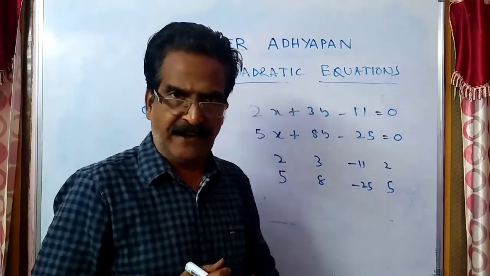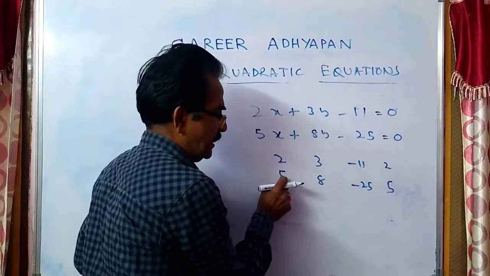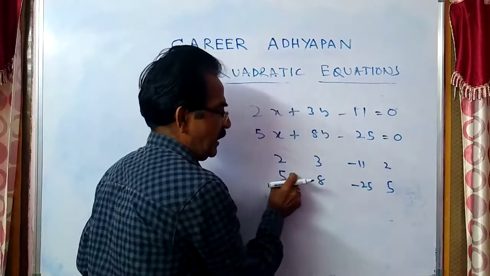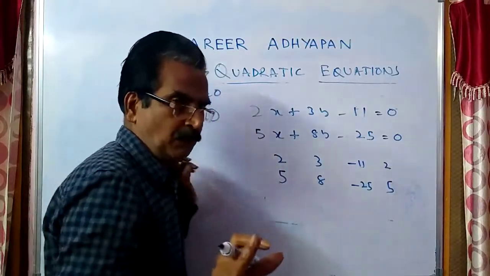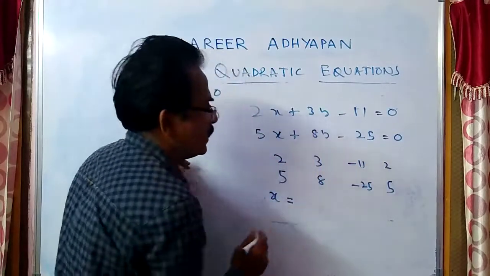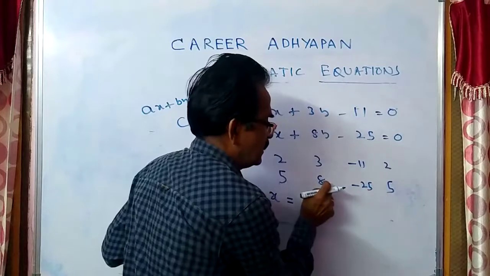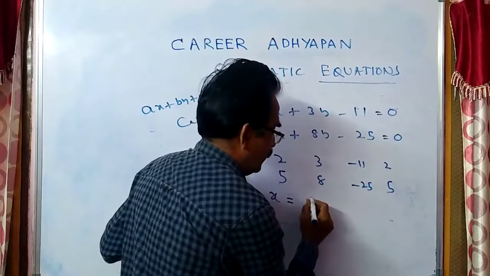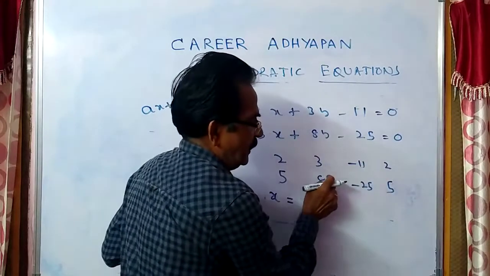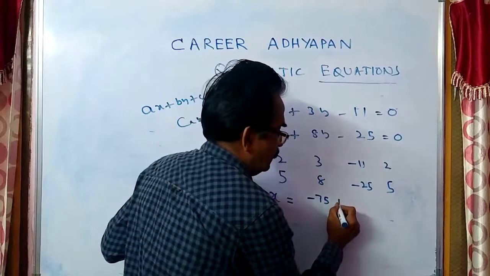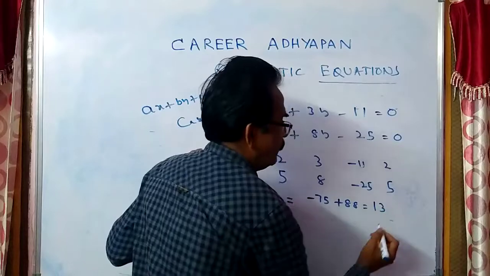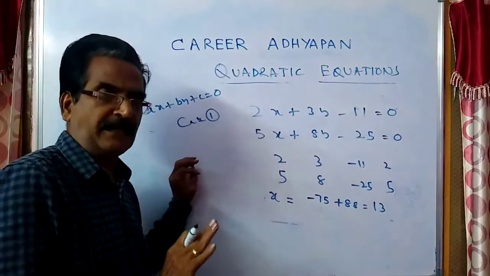Then first you have to verify this into this minus this into this. 2 into 8 is 16, minus 5 into 3 is 15. 16 minus 15 is 1, that is positive. Then x is equal to this into this minus this into this: 3 into minus 25 is minus 75, minus 11 into 8 is minus 88. Minus of minus 88 is plus 88. 88 minus 75 is 13. Take x is equal to 13.